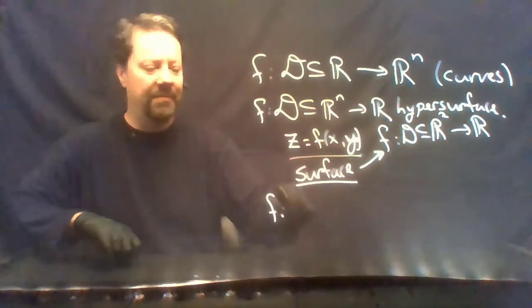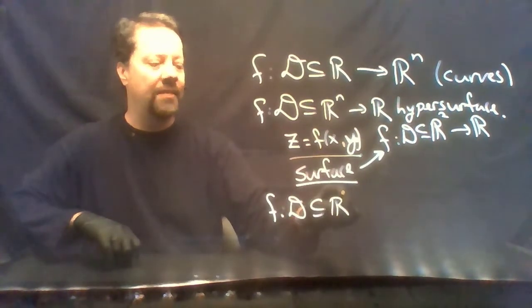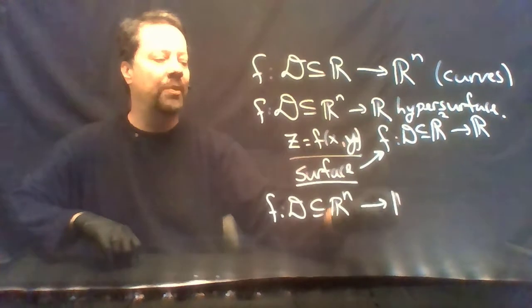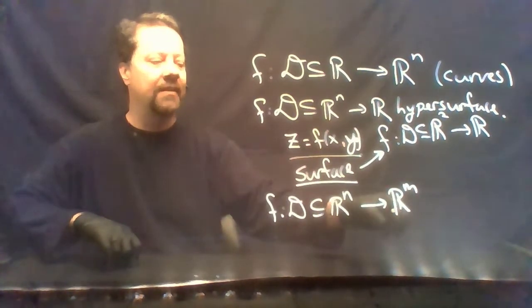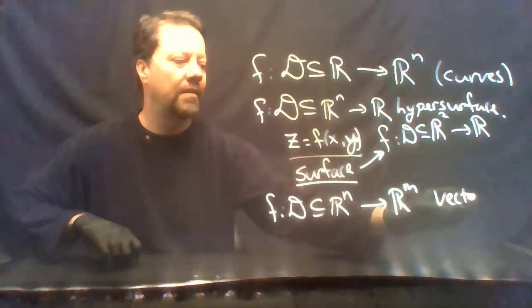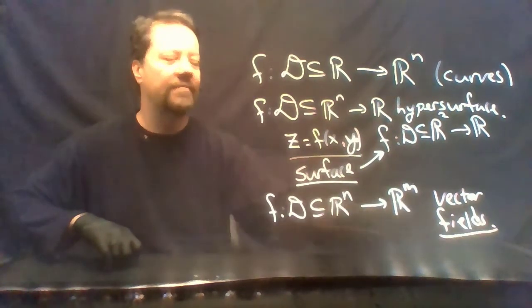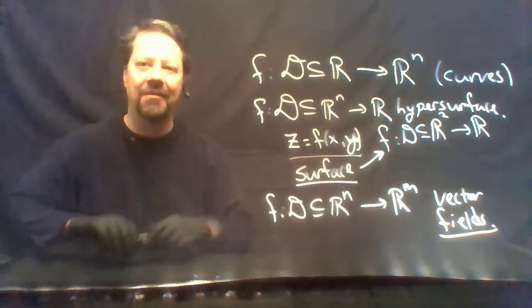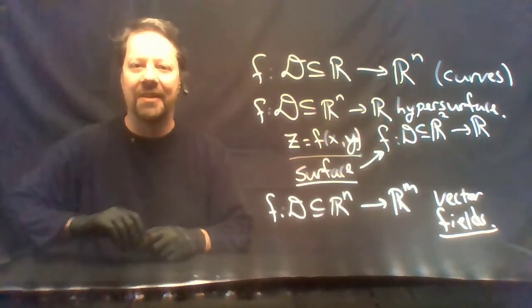We will end up talking about functions that map some domain in Rn but output vectors. These are going to be vector fields, so this is a plan for the rest of the term. We will, of course, begin with the vector-valued functions, or curves. Let's begin with a simple example.